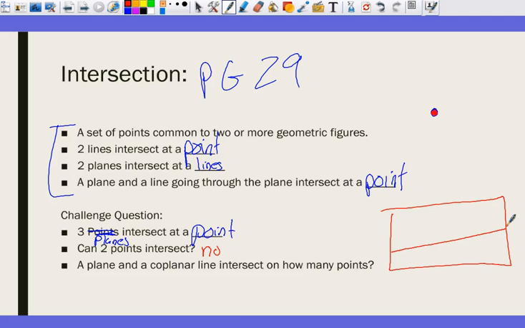Now, if the pool lane goes on indefinitely, forever, and the pool also goes on forever, how many times is it touching the pool? Forever. Infinite number of times. If you have a line on a plane, it is intersecting an infinite number of times. Does that make sense? Perfect.